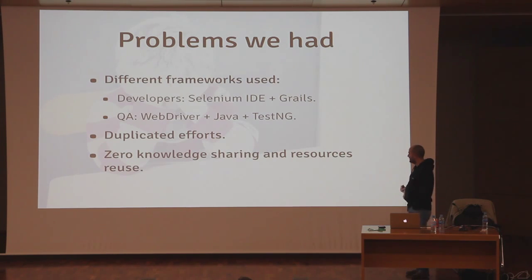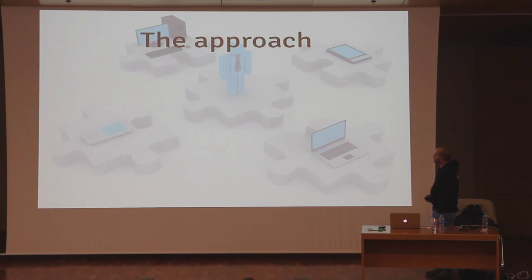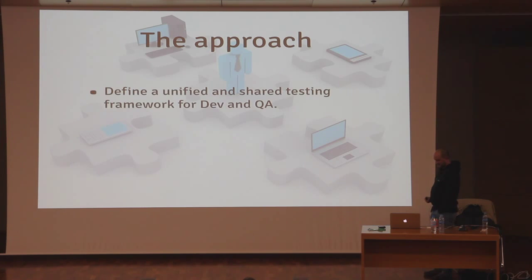We didn't have any knowledge sharing, so if I'm testing a page and I need to click a button and I need to find a CSS selector for that button, the developers had to find out first, and then QA after that using different technologies. So we couldn't reuse anything. So what we did, the approach was to define a unified and shared testing framework for development and QA.